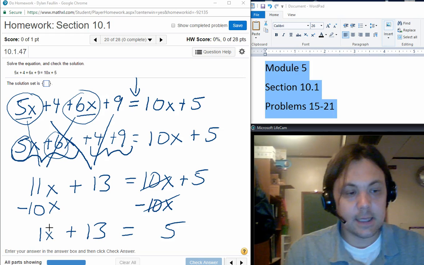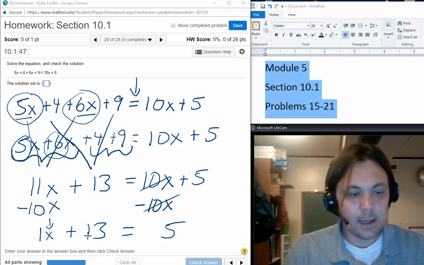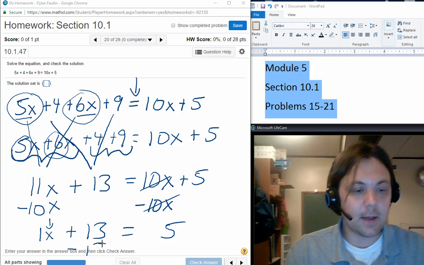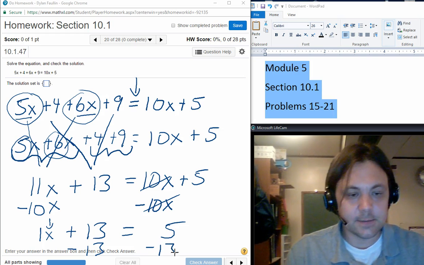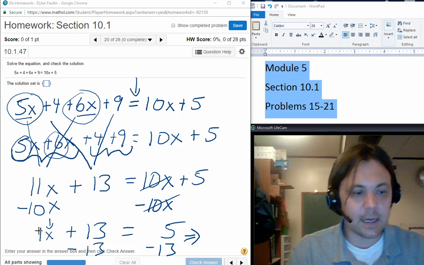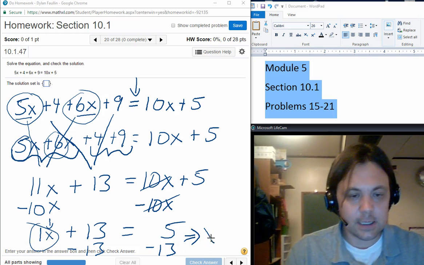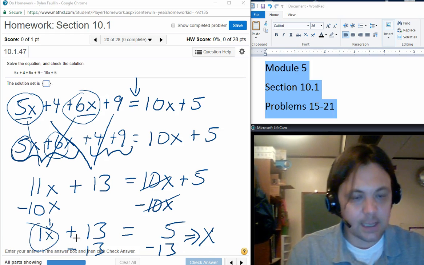And then to get x by itself, I need to get rid of the plus 13, and I can do that by subtracting 13 from both sides. Since I'm out of space down here at the bottom, I'll write it over to the side. We have 1x, which I can just write as x, right? Because 1 times x is just x. The 13's cancel out. I have the equal sign.